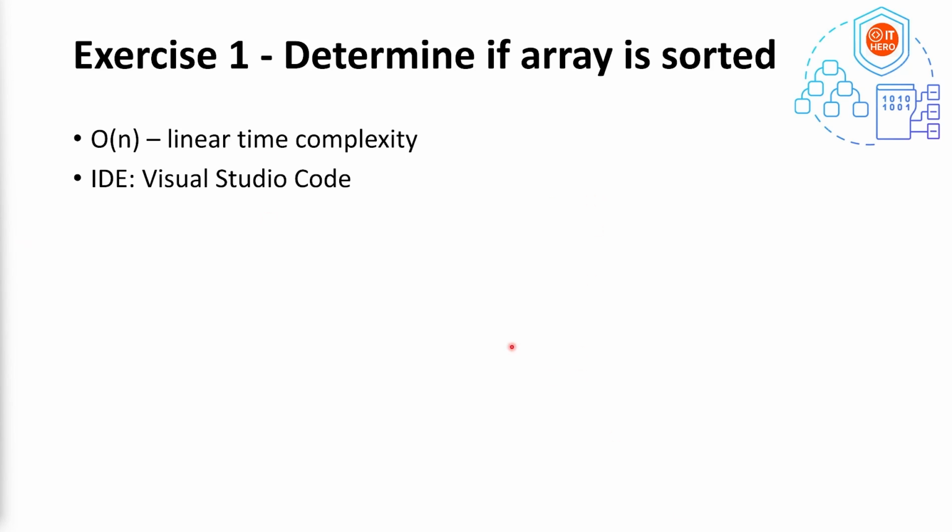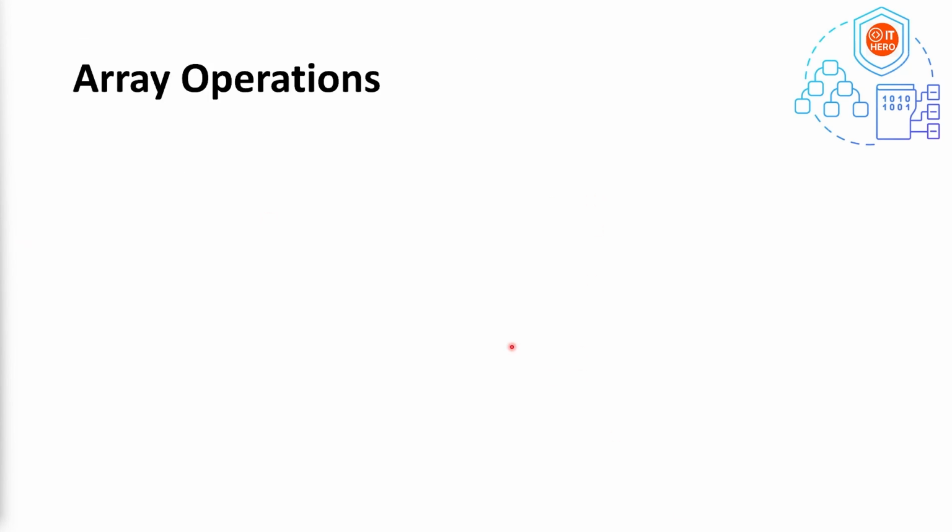Let's talk about array operations and about the performance. Calculating the item index and getting an element from an array is very fast. Basically it's O(1) complexity because it returns the element and no additional operation is needed.